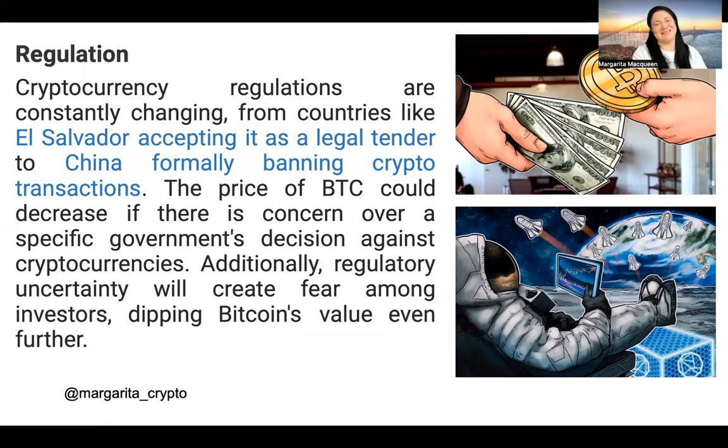So regulations. Cryptocurrency regulations are consistently changing, from countries like El Salvador accepting it as legal tender to China formally banning crypto transactions. The price of Bitcoin could decrease if there is concern over a specific government's decision against cryptocurrencies. Additionally, regulatory uncertainty will create fear among investors, dipping Bitcoin's value even further.